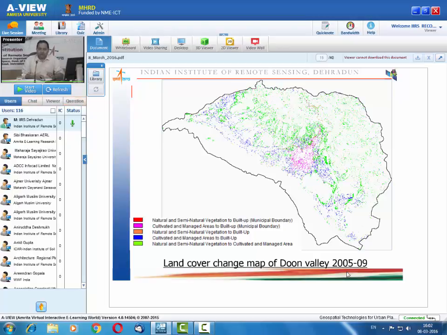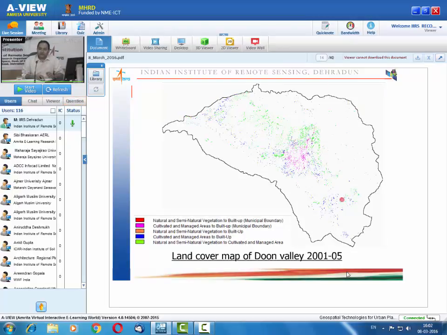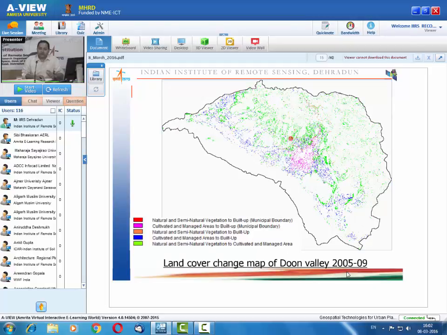So whatever process we are seeing here, you see the blue, the green and this magenta one, you can read it out, cultivated to built up. These things have now become more intense. The process of land cover transformation has become more intense with a rapid increase in the built up areas. If you look at it in percentage format, 2005 to 2009 will be more dominant compared to the older time, 2001 to 2005. Right?